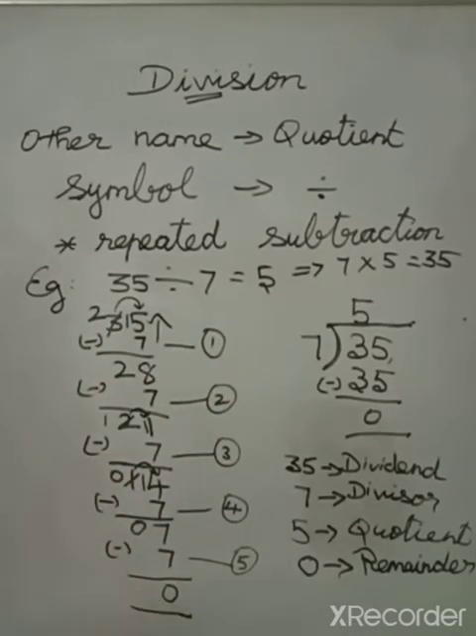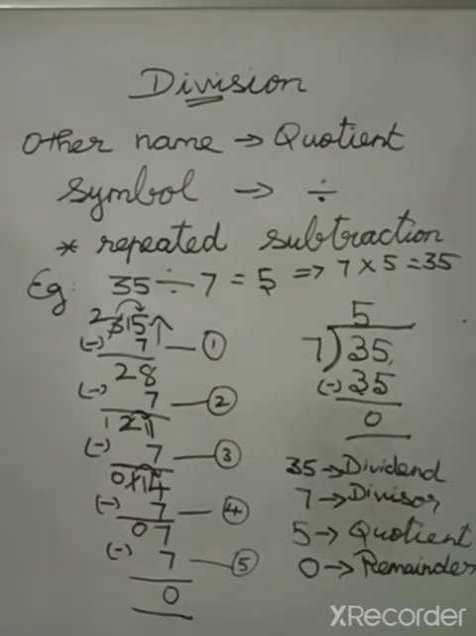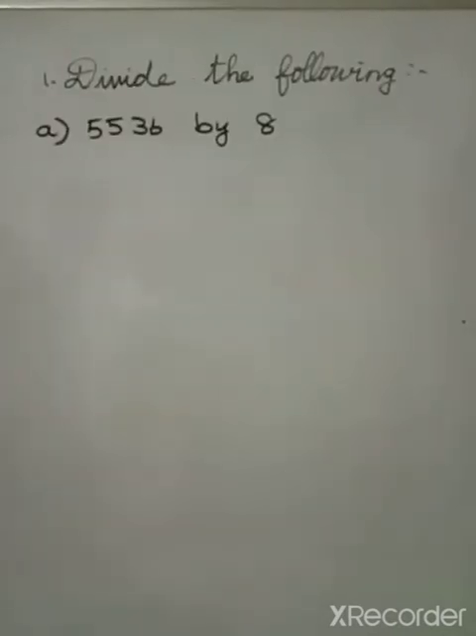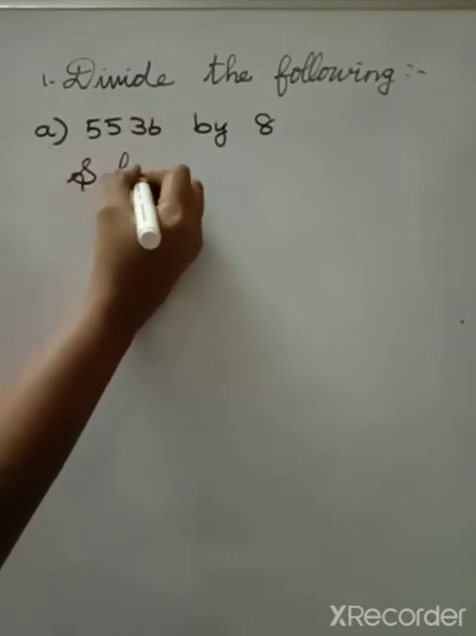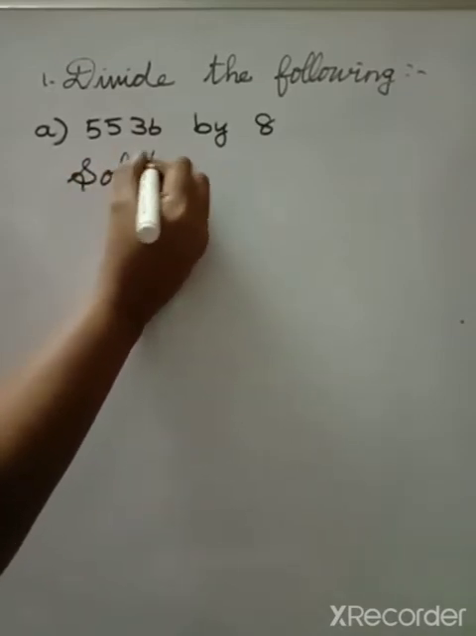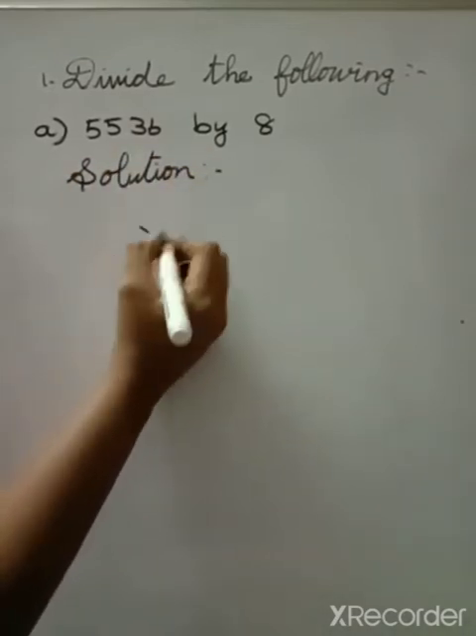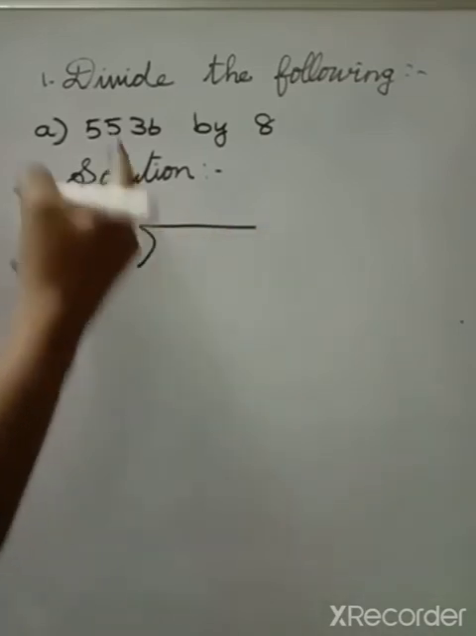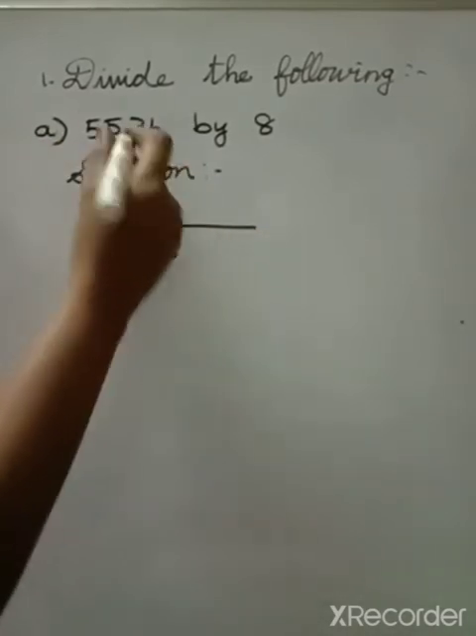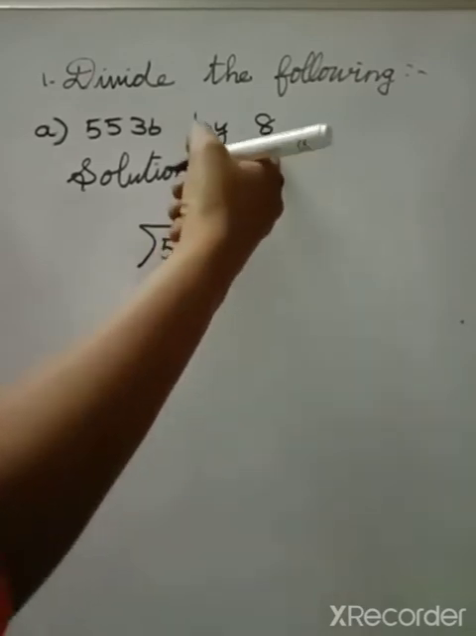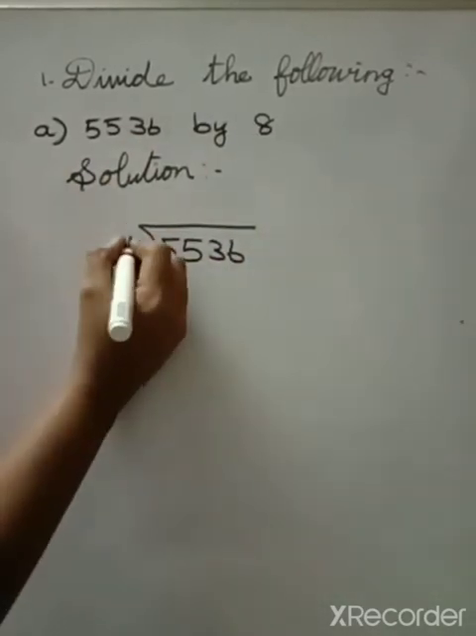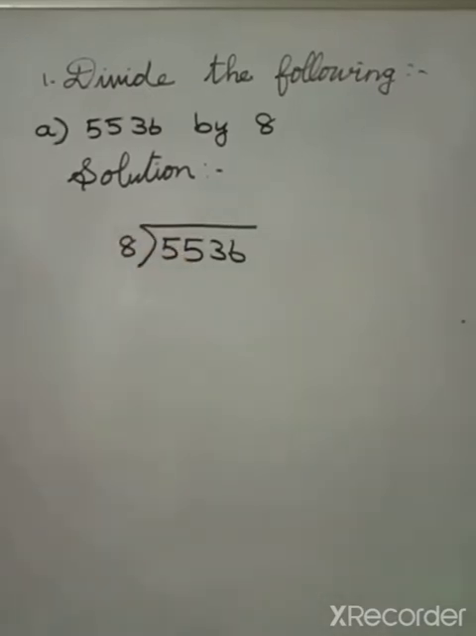Okay, shall we see some sums? Yes. Now we will see the first sum. So see here, the sum is 5536 by 8. Okay, so now we are going to do the solution. So write it as solution, and division I told you to put the symbol like this, isn't it? So the number, that is the dividend, write it inside the bracket, and 8 is the divisor. Write it outside the bracket.